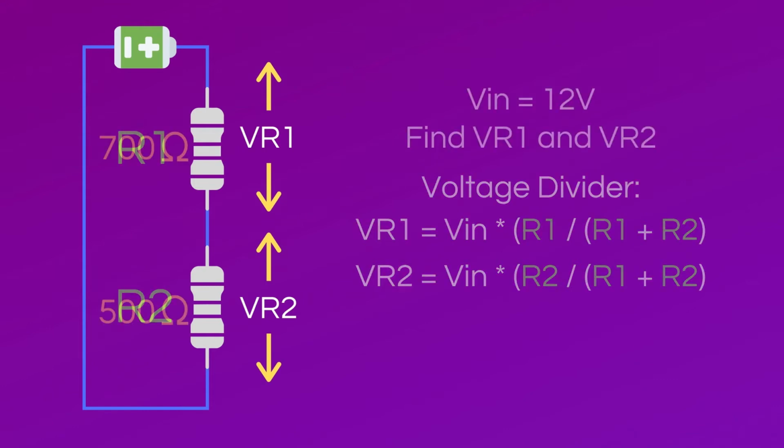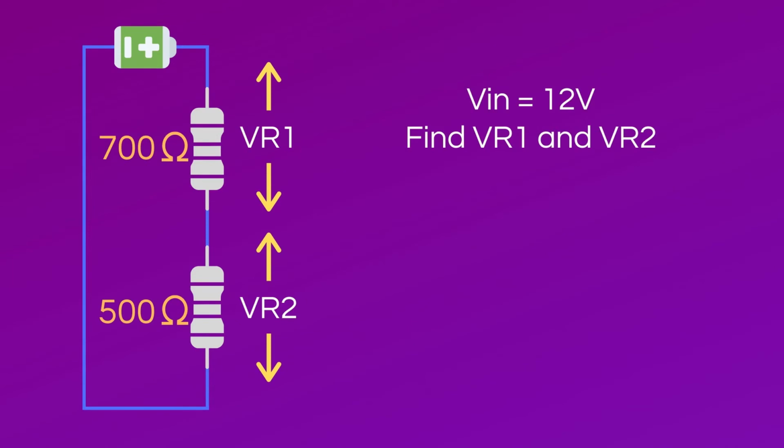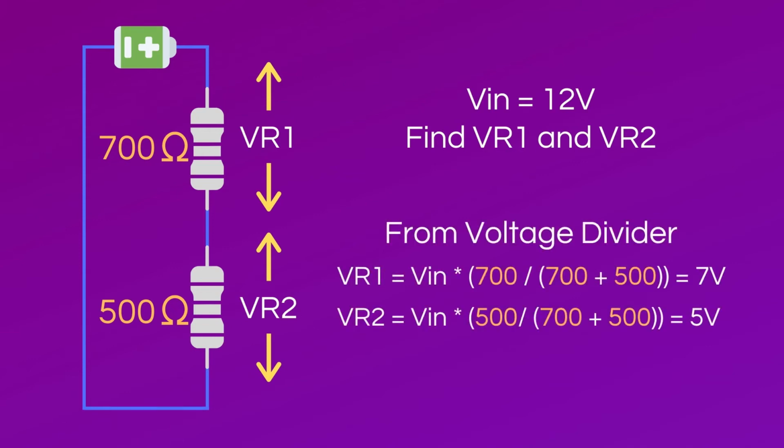There is an input voltage of 12 volts and two resistors in series. R1 is equal to 700 ohms and R2 is equal to 500 ohms. Find the voltage over R1 and R2. V1 is equal to 12 volts times 700 ohms divided by 1200 ohms, which is equal to 7 volts, and V2 is equal to 12 volts times 500 ohms divided by 1200 ohms, which is equal to 5 volts.